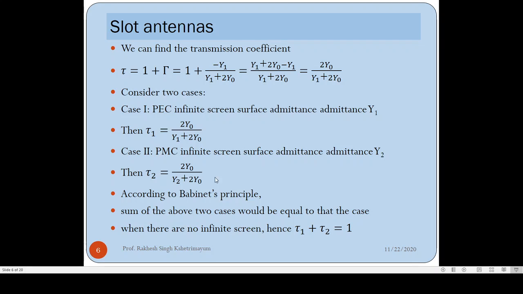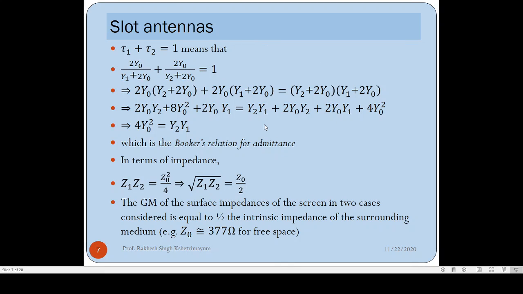We have the expression for tau 1 and tau 2. Put it here, simplify it. What do we get? So you have replaced the expression for tau 1 and tau 2 in terms of admittance. Simplify it, cancel out the common terms on the left-hand side and right-hand side. Then finally what you are getting is 4Y0 squared equal to Y2 Y1. So this relation is Booker's relation for admittance.